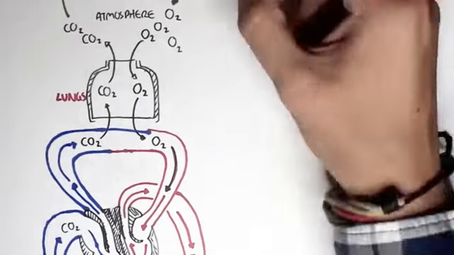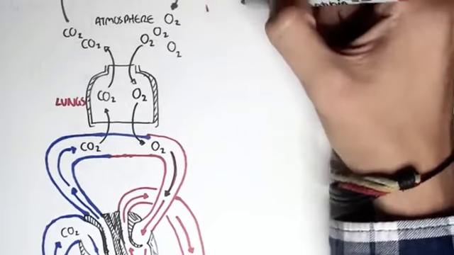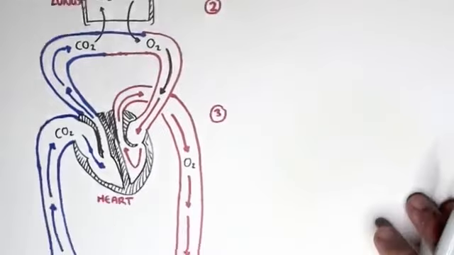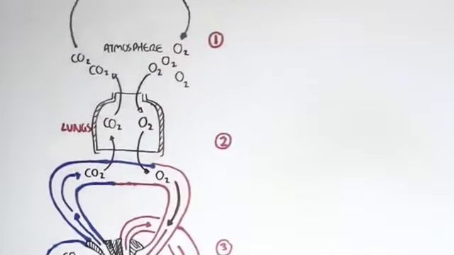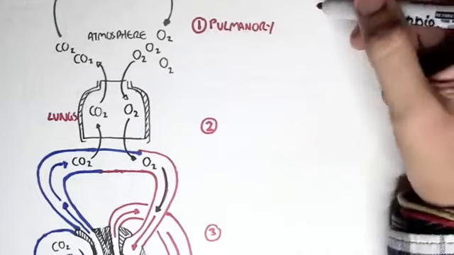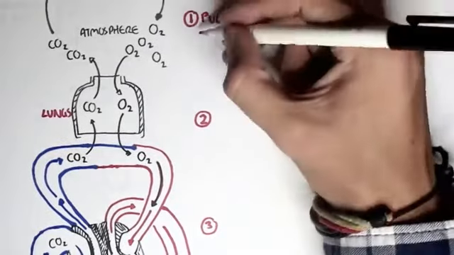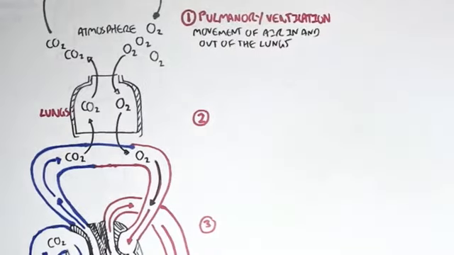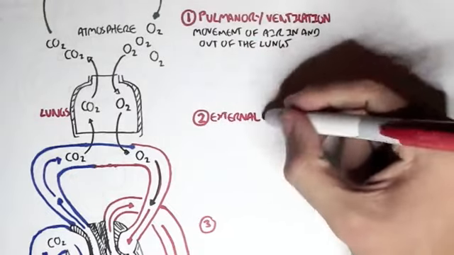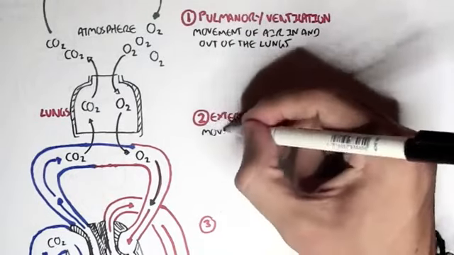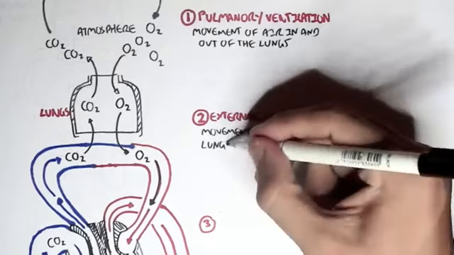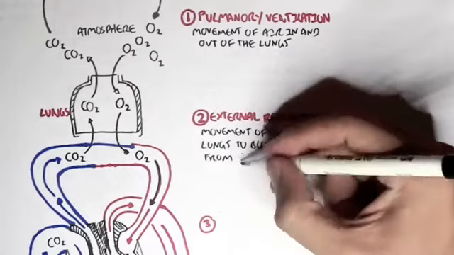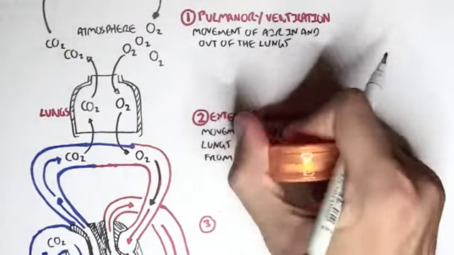Now, the respiratory system, or respiration, can be divided into four major parts. One is known as the pulmonary ventilation, and this is the movement of air in and out of the lungs. So the movement of oxygen into the lungs and the movement of carbon dioxide out of the lungs, for example. Two is known as external respiration. External respiration is the movement of oxygen from the lungs into the blood and the movement of carbon dioxide from the blood into the lungs.